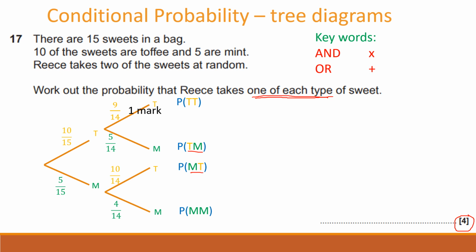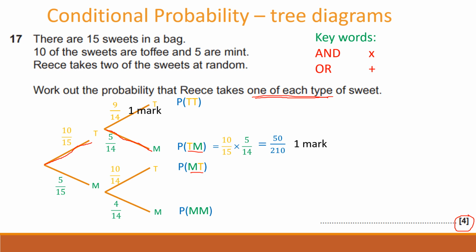So to get a toffee and a mint, I start at the beginning and I come along my toffee strand, and then I come along my mint strand down here, which gives me the probability of a toffee and a mint. So I've got to multiply those two probabilities, 10 over 15 and 5 over 14. If I multiply those together, that will give me 50 over 210. Remember, you just multiply the numerators, so 10 times 5 is the 50, and the 15 times the 14 is 210, and that gives you a mark.